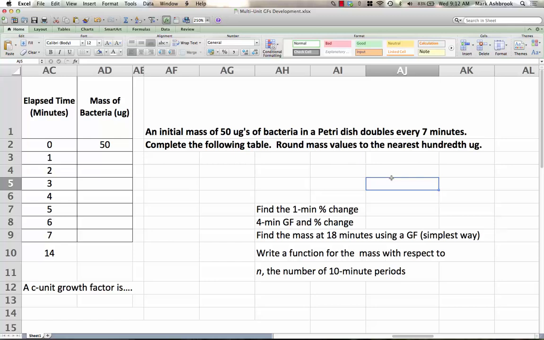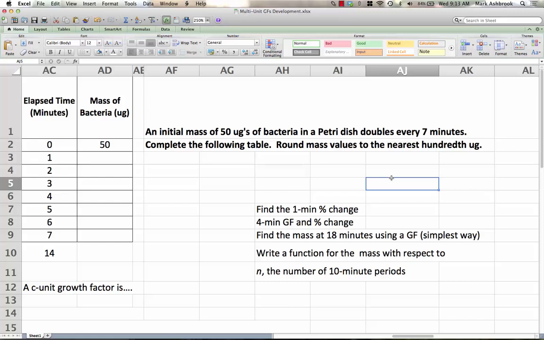Okay, here's the situation. Initial mass of 50 micrograms of bacteria in a Petri dish doubles every 7 minutes. Okay, so we want to complete the following table. Round mass values to the nearest 100th microgram. So it doubles every 7 minutes. That's the key to getting started here.